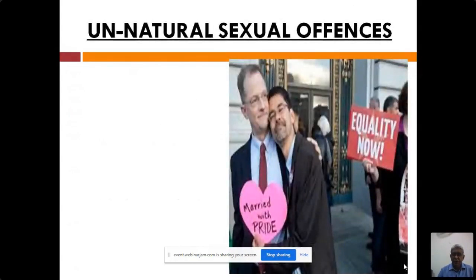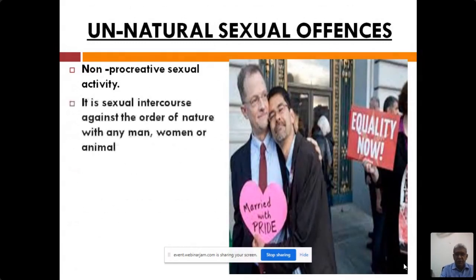This was about the natural sexual relationship in the form of incest, rape, or zina-bil-jabr, or adultery. Now we come to the unnatural sexual offenses, where the sexual intercourse or sexual activity is conducted by using the opening of the body of the victim which has not been recommended by nature, in the form of the anal opening or the oral cavity or other parts of the body. This is a non-procreative sexual activity, and this is sexual intercourse against the order of nature with a man, with a woman, or with an animal.